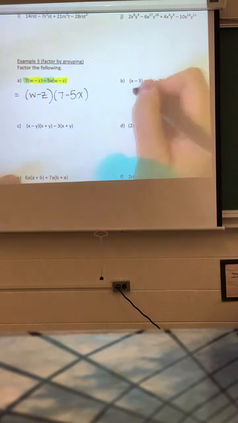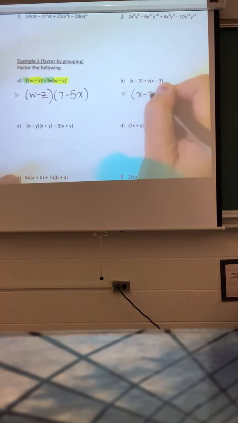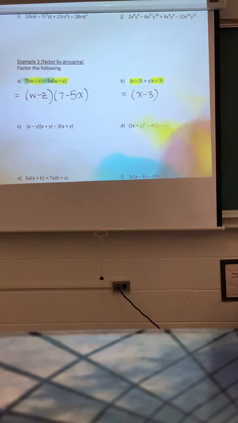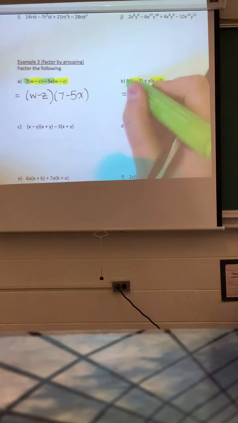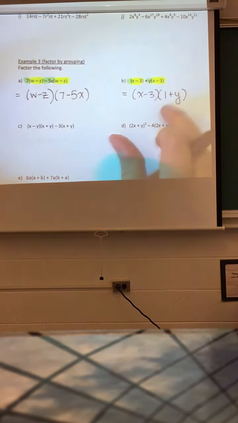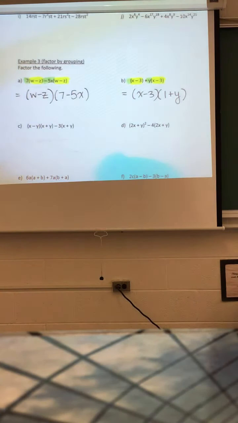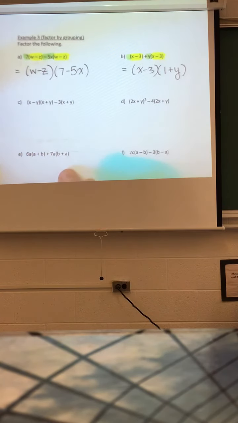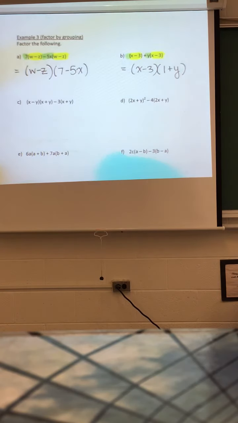Okay? So if we looked at this one, we'd have x minus 3. That's what's in common. And we're taking what's not. So 1 plus y. What's not inside the brackets, what's not in common, and that makes up our other bracket. Okay, same thing here, guys. I will write out the examples more in detail for the rest and post them as a picture.